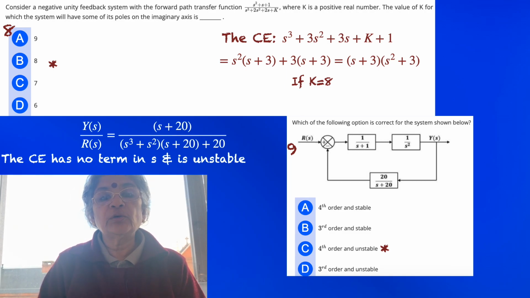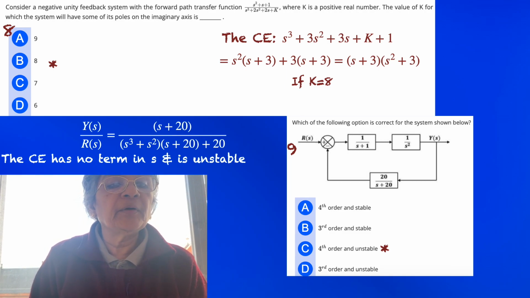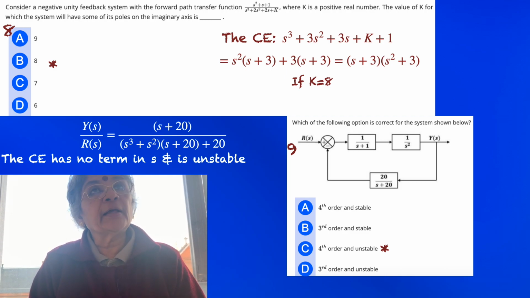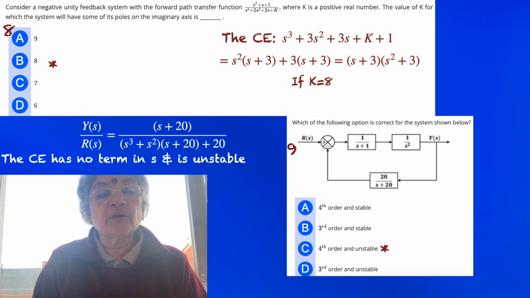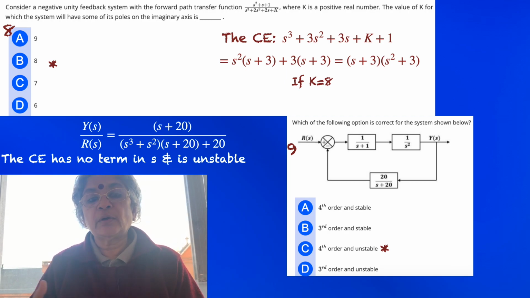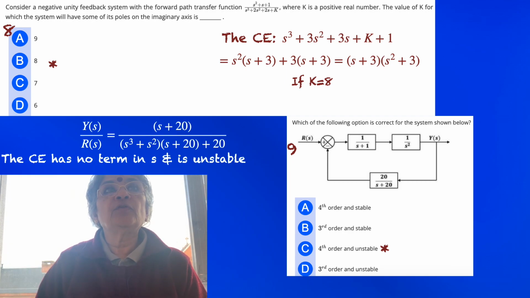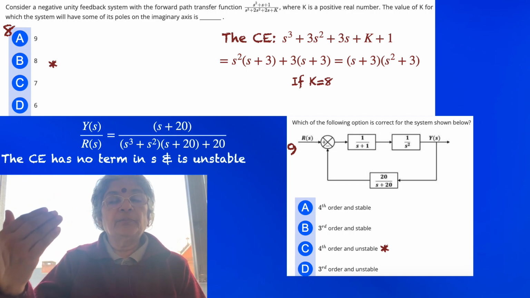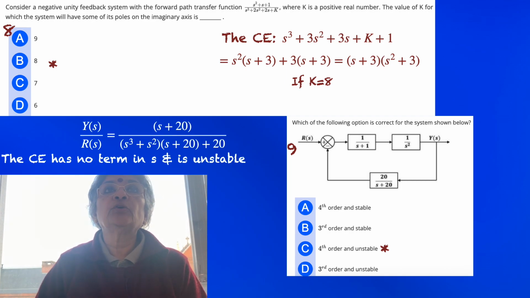This will give you a structure for the poles on the imaginary axis. When you resolve the characteristic equation, you get a pole at s equal to minus 3. You get two poles at plus root 3j and minus root 3j, because s square is equal to minus 3. So if you solve for it, you get two poles, one at root 3j and the other at minus root 3j. So they are on the imaginary axis.